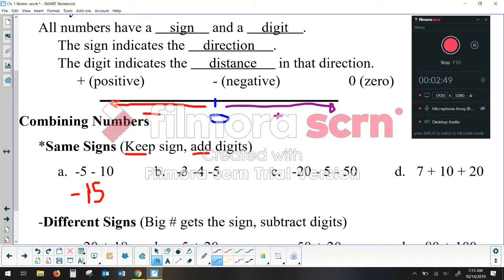Part B, -3 minus 4 minus 5, all negatives. They're all those negatives. We're going to keep that sign. 3 plus 4 is 7. And 7 plus 5 is 12. So we have that -12. Alright, I will give you a minute here. You do part C and D.